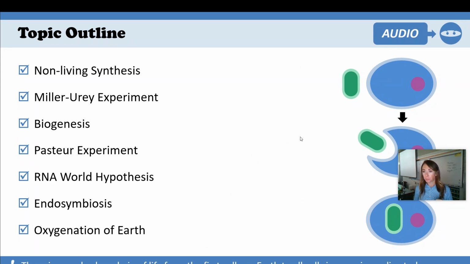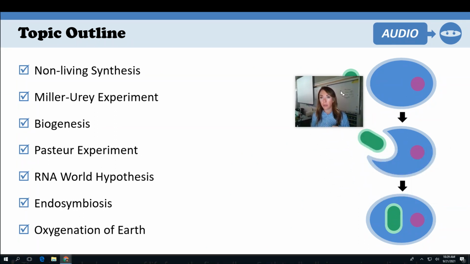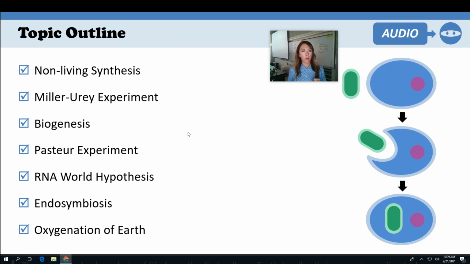Okay. Here's a topic outline. Looking at non-living synthesis. Synthesis meaning to make. We're going to look at two experiments by Miller-Urey and then Louis Pasteur, who you probably have heard of. We're going to talk about the theories of not only the first cells, but prokaryotic cells, and then how DNA is changed, and then how oxygen plays a factor in the creation of life. Okay, so those are the things.